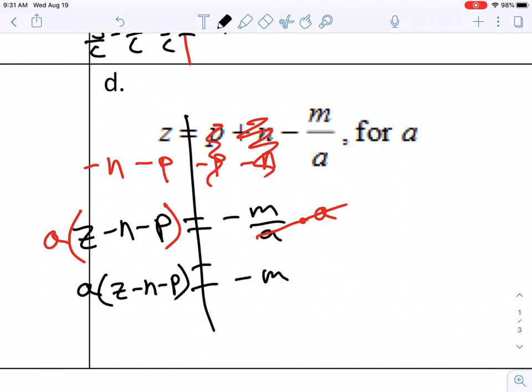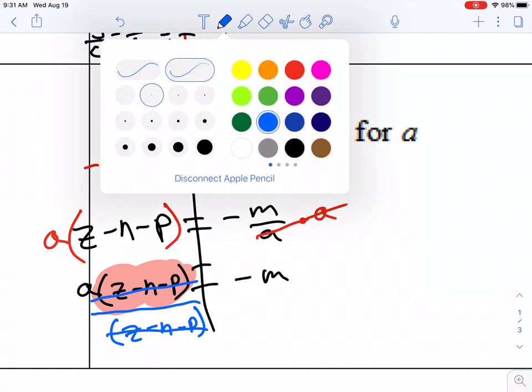And if a is multiplying with all of that, I don't want to distribute that in because then I'm going to have to take care of each one of those individually. But if a is multiplying with this whole quantity here, then that means I can divide that whole quantity. I'll do that in blue. I can divide z minus n minus p. And that's going to cancel that out to give me a all by itself.